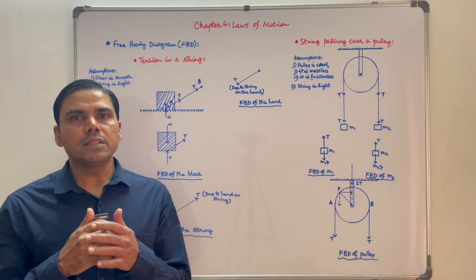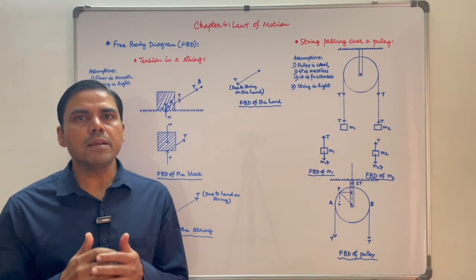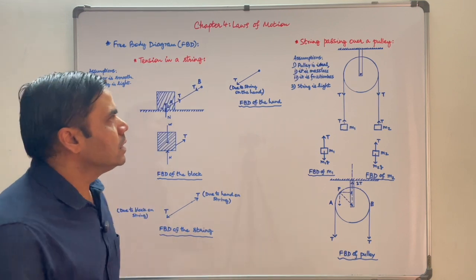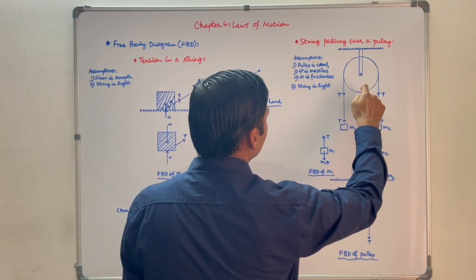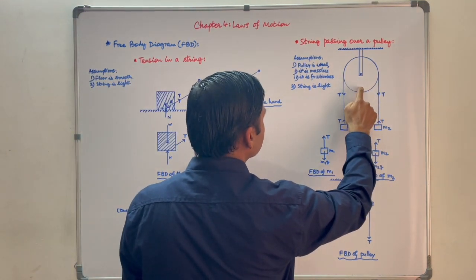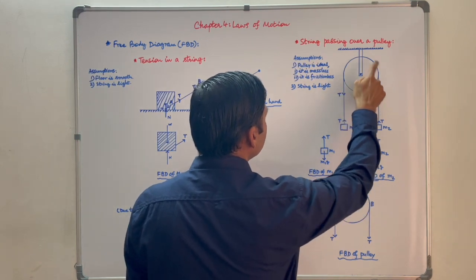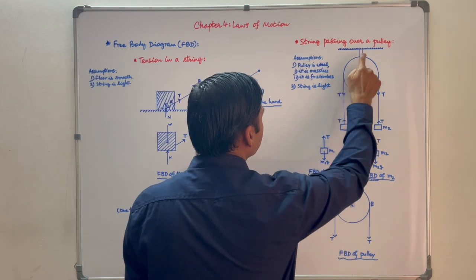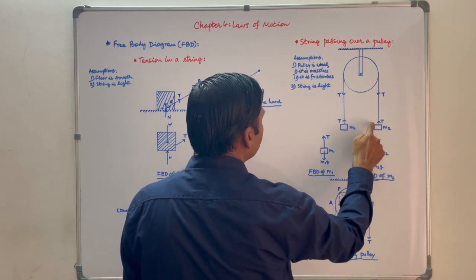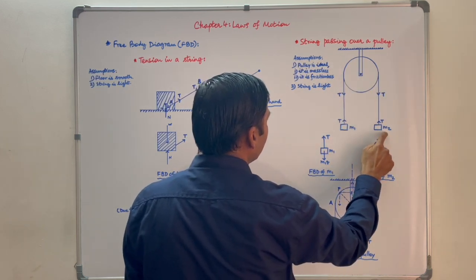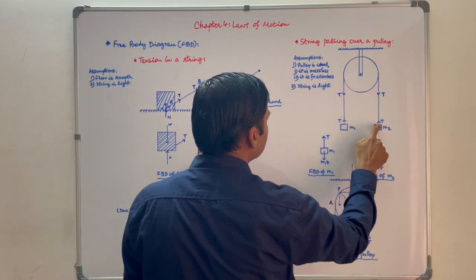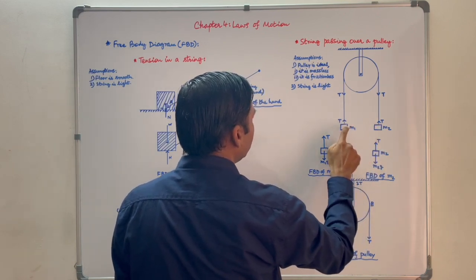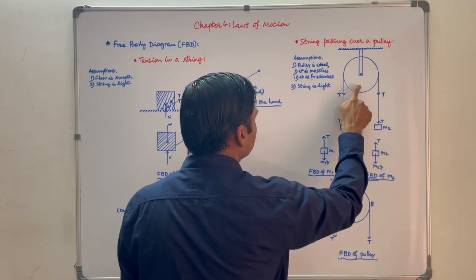Now let us consider third scenario in which a string passes over a pulley. Consider this is an ideal pulley. That means it is massless and frictionless. It rotates freely about its axle. This is a string that passes over this pulley. Two blocks M1 and M2 are attached to two ends of the string. We will draw FBD of M1, M2 and this pulley.